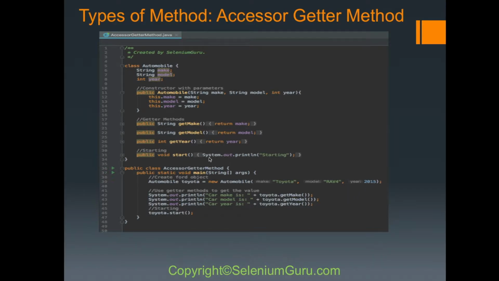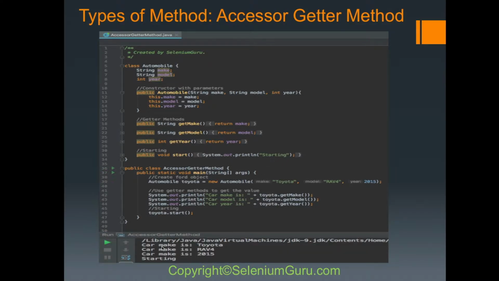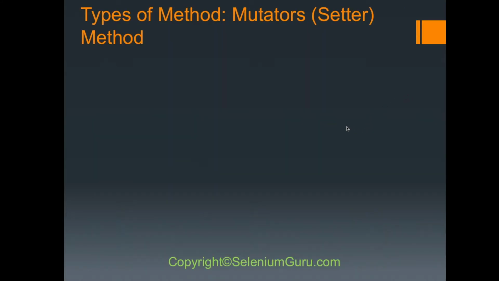So when I do Toyota start, it's going to say starting, right? So in here, car make is Toyota, car model is RAV4, car year is 2015, and it's starting. So that's actually the getter methods. You're actually getting the value. You're retrieving the value. The other method is the setter method, or mutator method.